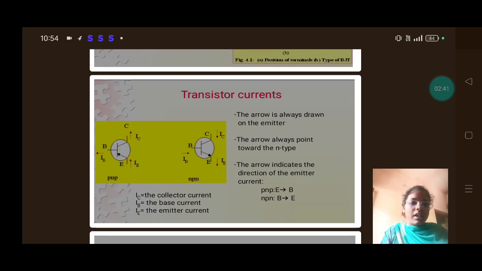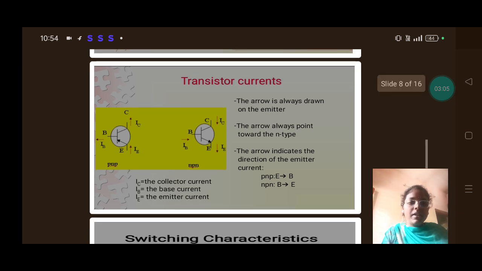In the transistor symbol, the arrow is always drawn on the emitter. The arrow always points towards the N type. The arrow indicates the direction of the emitter current. PNP means emitter to base. NPN means base to emitter. Here IC is the collector current, IB the base current, and IE the emitter current.